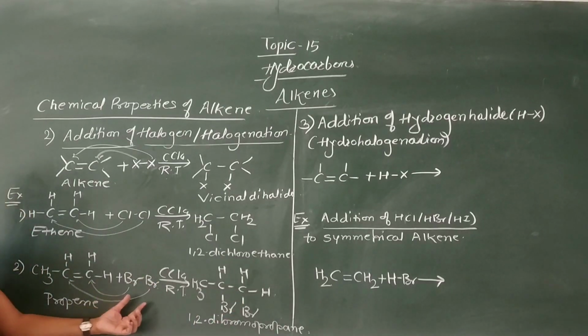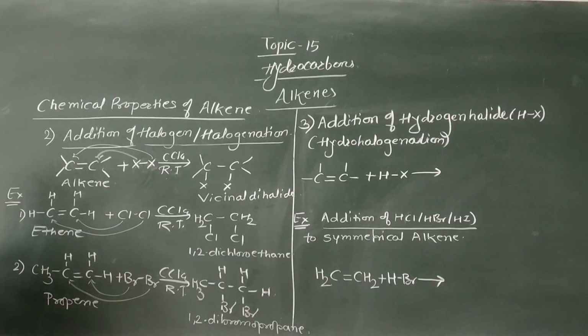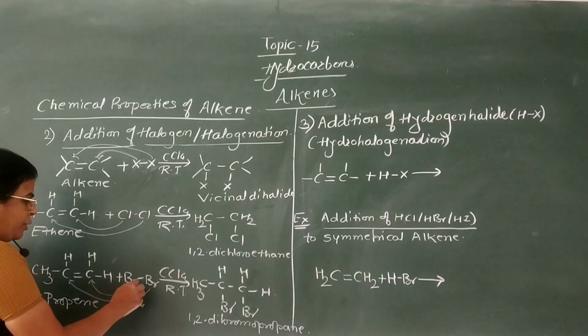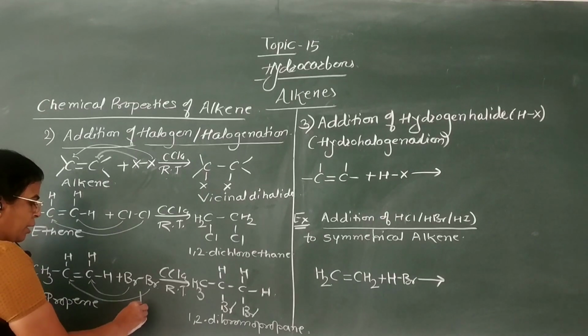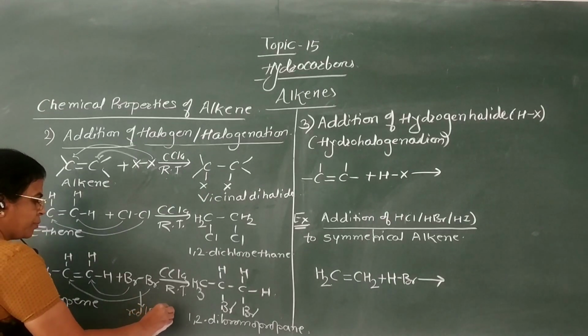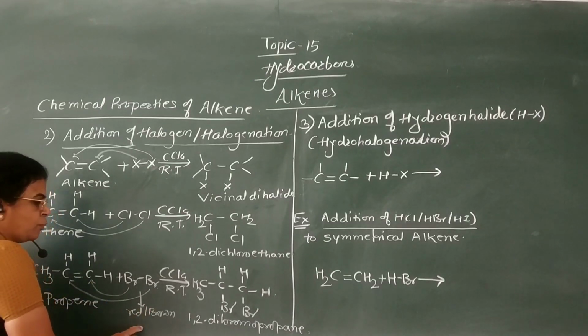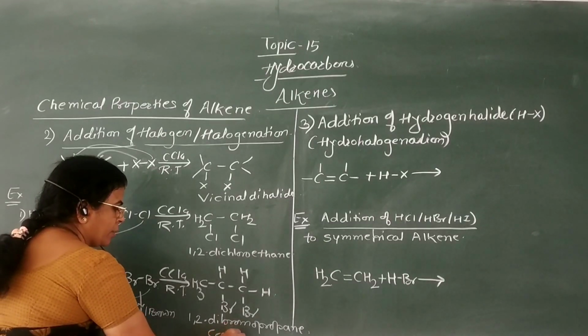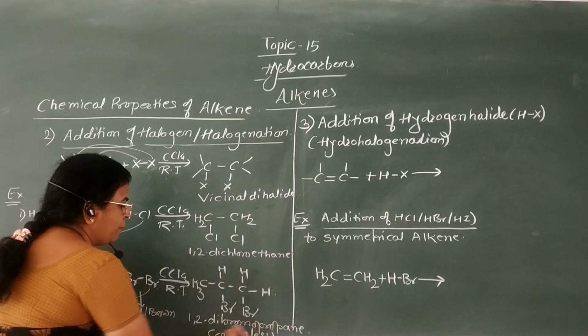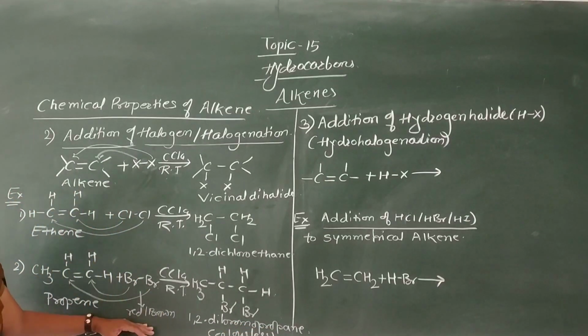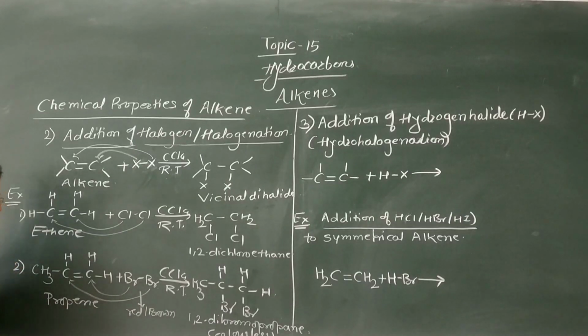This reaction is a very important reaction because here the color of bromine is red-brown. When this red-brown colored bromine is added to the propene, the color of the bromine becomes colorless. And therefore, this test is used to identify unsaturation in the compound. Therefore, this is an important reaction.